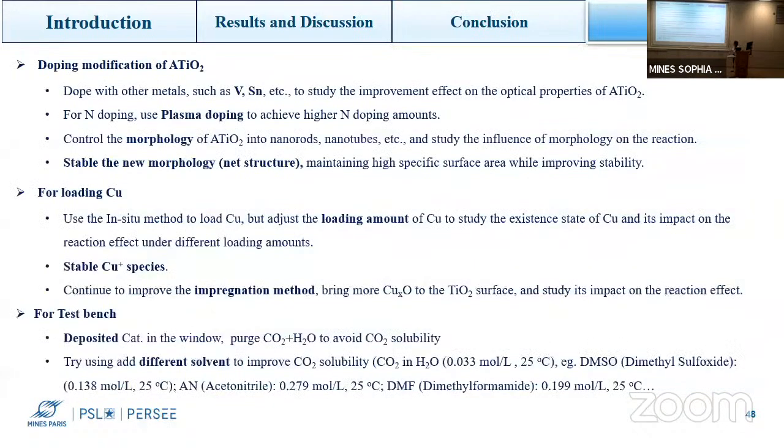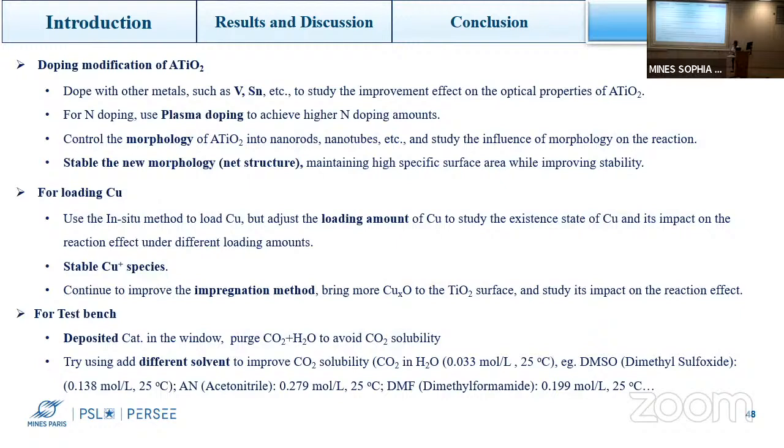Then we have some perspectives for our catalysts. For doping, so far we chose niobium doping because it followed our previous work. Now we want to change to other metals like vanadium to see if there is an improvement effect for TiO2. For nitrogen doping, we were using gas doping, but from XPS we didn't see a really clear peak, just a trend showing there is nitrogen doping.